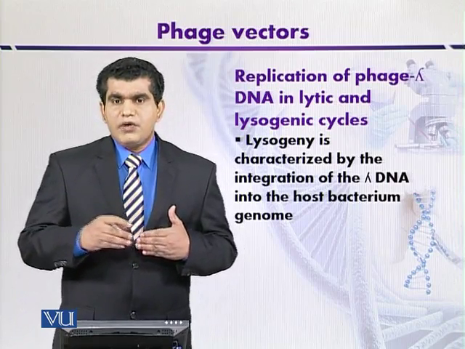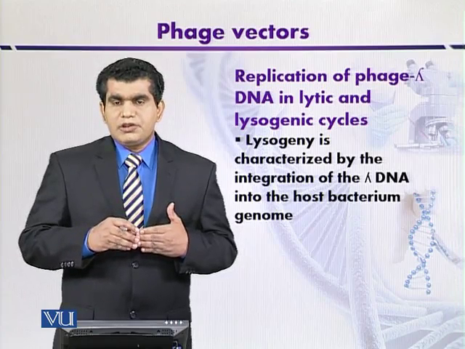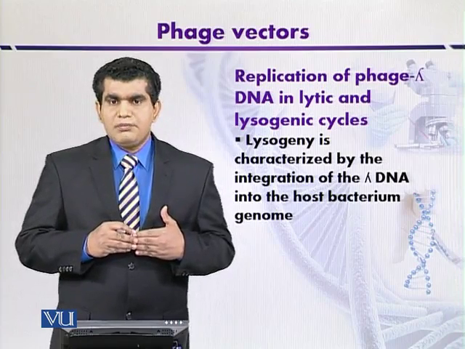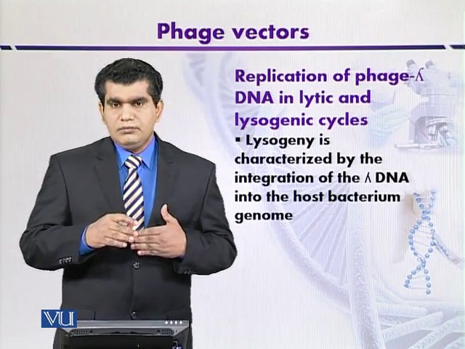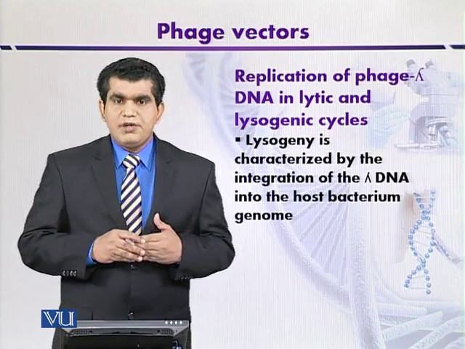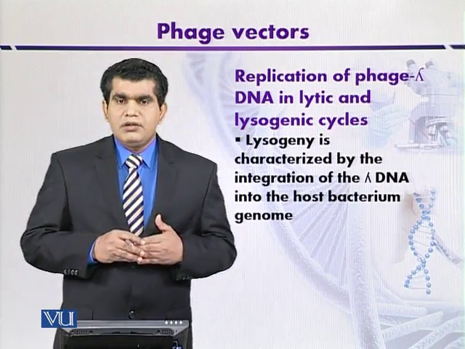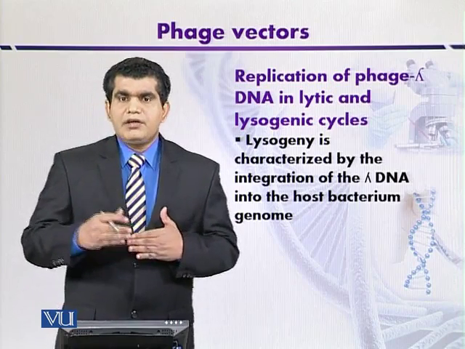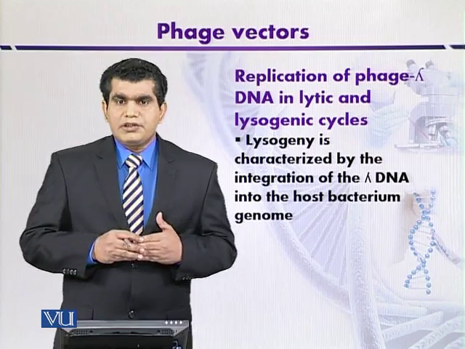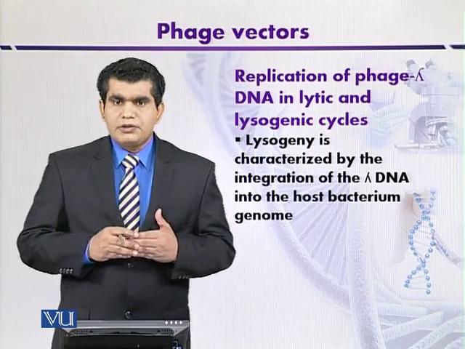Then it is followed by the transcription of middle genes, which are mainly related to the gene products involved in the replication and recombination of the DNA. And at later stages, the tail and other components are produced.